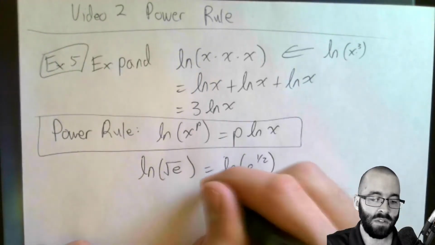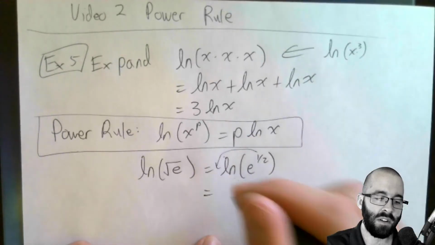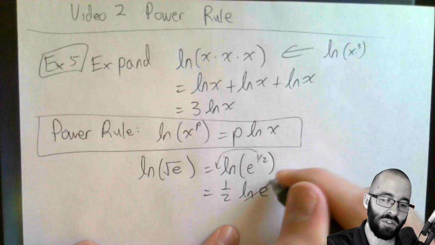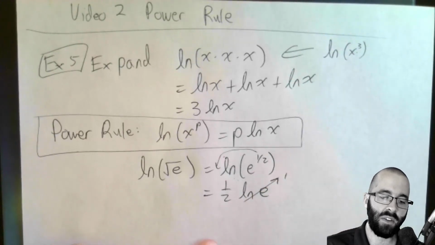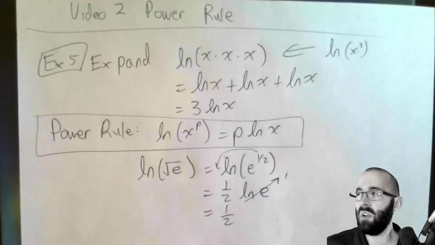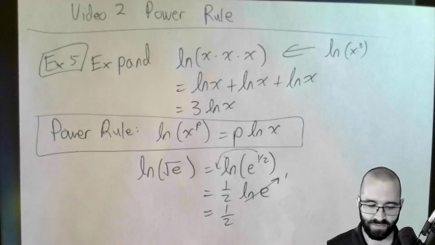We could also use the power rule. Say, okay, that 1/2 comes out in front. You get 1/2 times the natural log of e. And the natural log of e is just 1. They cancel each other out. You could also type this in your calculator. A bunch of different ways to see that this simplifies to 1/2. One of them is by seeing it with the power rule.